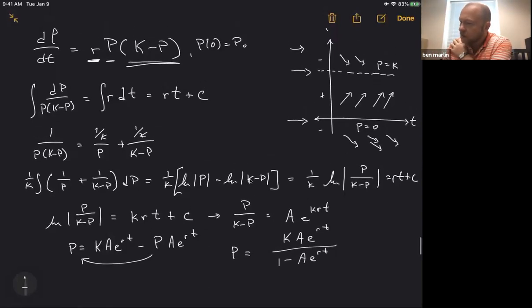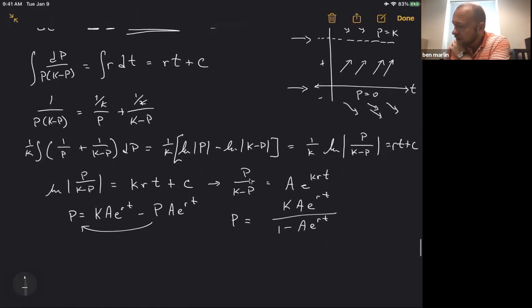But notice that we need P of 0 to be equal to P naught, and that r and k are something that are inherent to the problem. So we can think about this at two different places here. I think I want to solve for my P naught equals KA over 1 minus A. And therefore we've got to solve for the A.